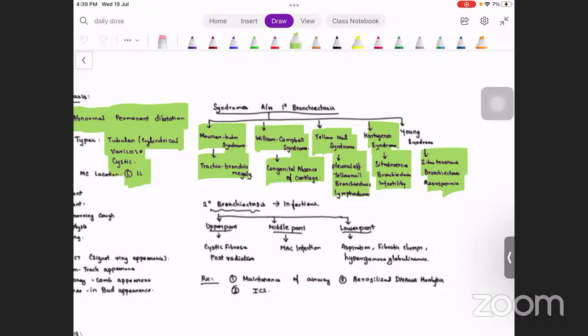Then you have secondary bronchiectasis, which is associated with infection. The upper part is associated with cystic fibrosis and post-radiation, while the middle part, MAC infection. The lower part is either due to aspiration or due to hypogammaglobulinemia.